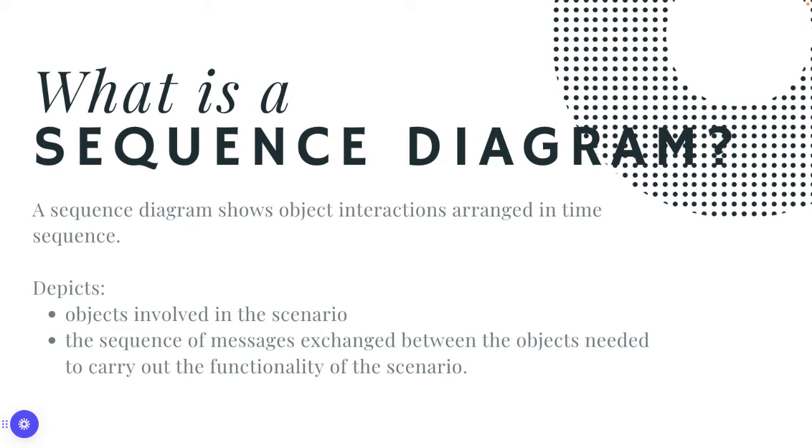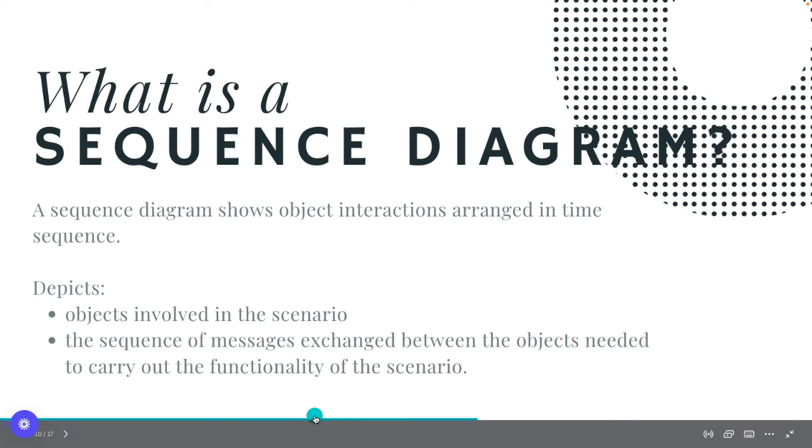So what is a sequence diagram? A sequence diagram shows object interactions arranged in a time sequence. Now our extended use scenario is in a time sequence already, since it's written out as a real life scenario that could happen with our system. And just by the nature of how scenarios work, that's going to be sequential in time. And so it depicts objects involved in the scenario, the sequence of the messages exchanged between the objects needed to carry out the functionality of the scenario.